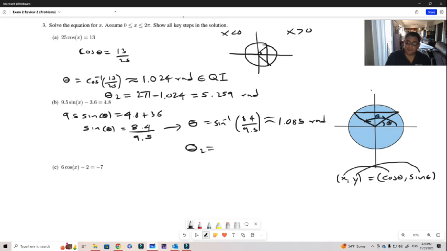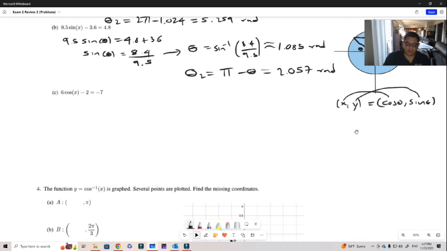So that's theta 2. But if you think about it, notice that this theta is just this here as well. So theta 2 is just going to be pi minus theta. I'm finding my second angle here by subtracting the first one from pi. And so that's going to give me, this is 3.14 something. If I subtract 1.085, I'm going to get 2.057. And that again is in radians. So notice that it all depends on the positioning of the angle.